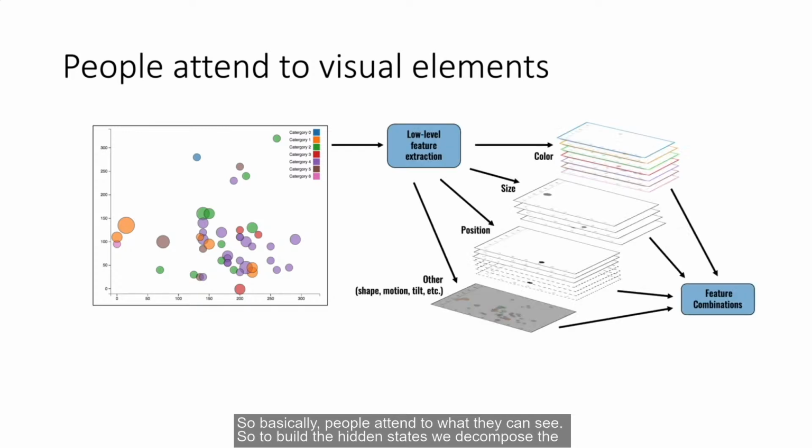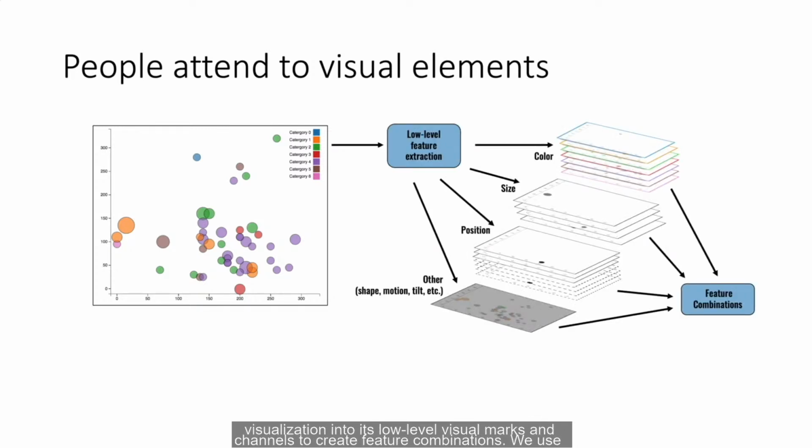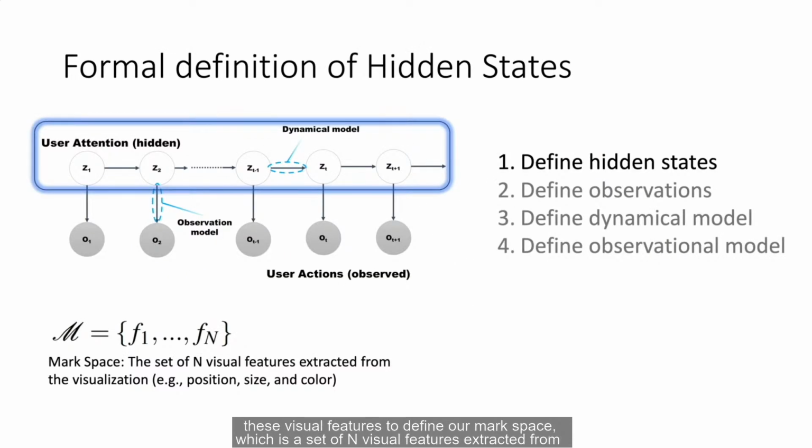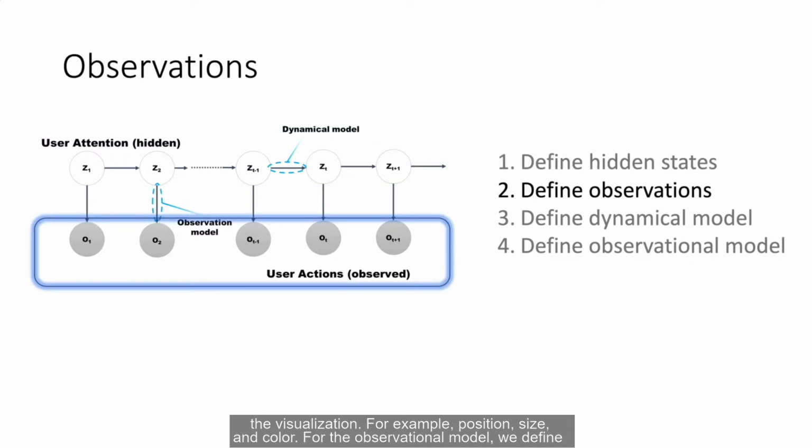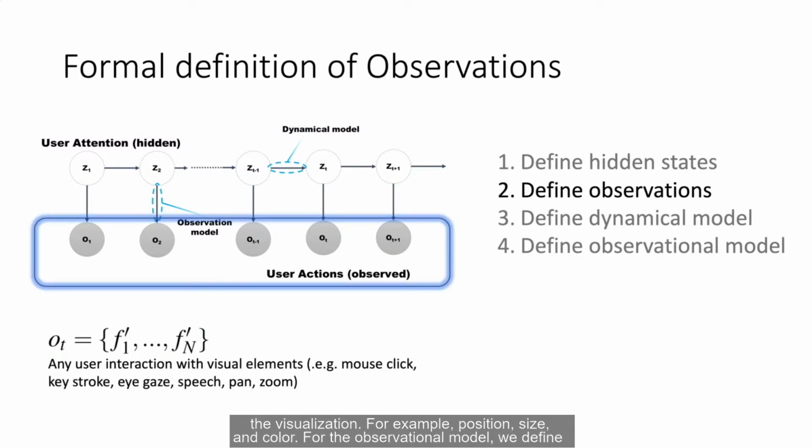So to build the hidden states, we decompose the visualization into its low-level visual marks and channels to create feature combinations. We use these visual features to define our mark space, which is a set of n visual features extracted from the visualization, for example, position, size, and color. For the observational model, we define this as any interaction with visual elements, and this could be mouse click, keystroke, eye gaze, speech, pan, zoom. This really depends on the visualization design, and we try to define this as general as possible.